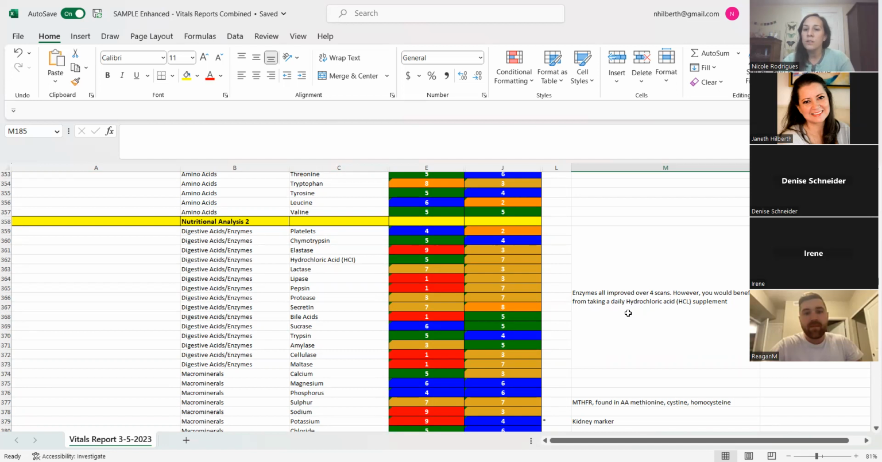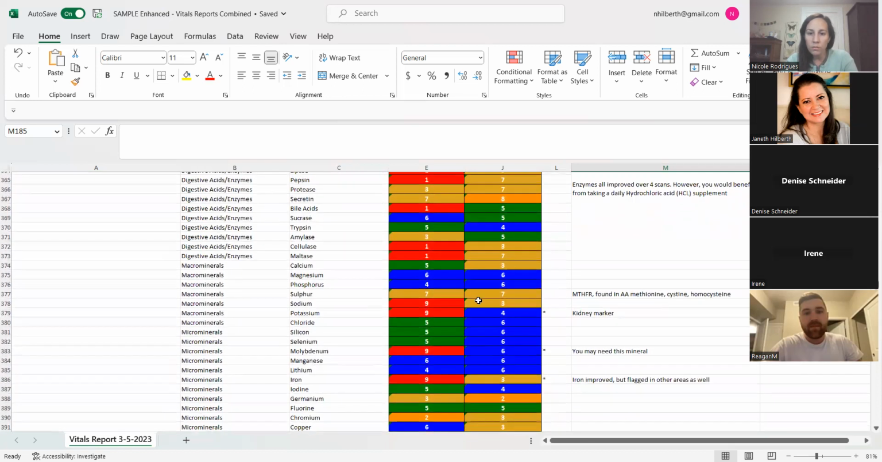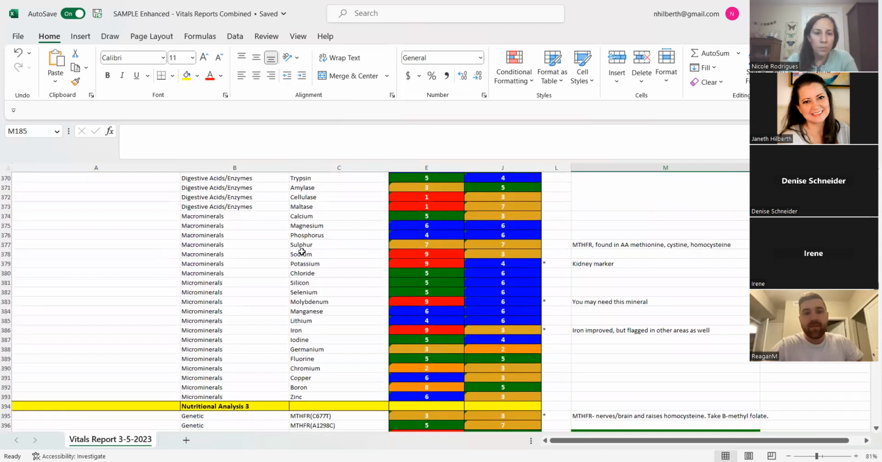And then I mentioned taking a daily hydrochloric acid HCl supplement because of everything coming up here. Digestive and hydrochloric acid came up again here. Across the board, it was flagging in and out. So that was another marker for me to look at digestive. So sulfur came up here. That can sometimes be connected to MTHFR as well, and cysteine levels.